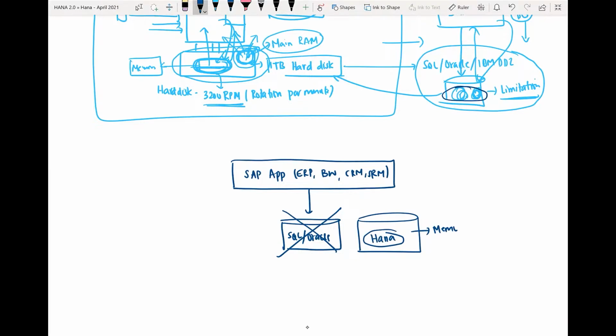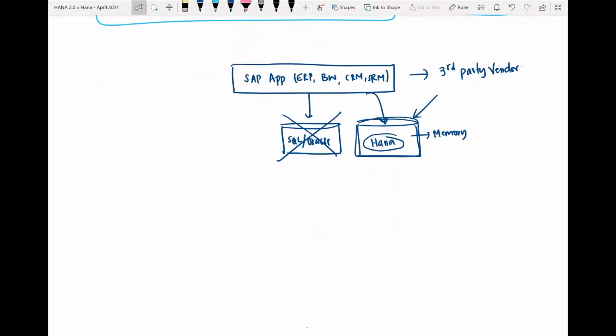So now any of these applications can start running using a HANA database. So what is the benefit out of it? You are no longer dependent on a third-party vendor company for database support. SAP now has its own platform for database, and that is how SAP HANA came into the market. Does that make sense for everybody? By a show of yes or no, please.